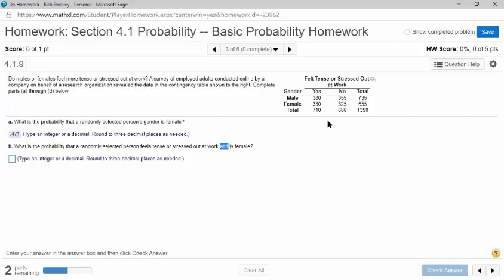Female and stressed, where do they meet each other? So it's female and yes, right there at that 330. That means you're female and yes to being stressed out. So now I'm going 330 divided by 1390. Once you identify what you're looking for, it's easy. We're probably going to have an actual OR question here in a minute, I'm guessing. To 3 decimals, I'm getting 0.237.